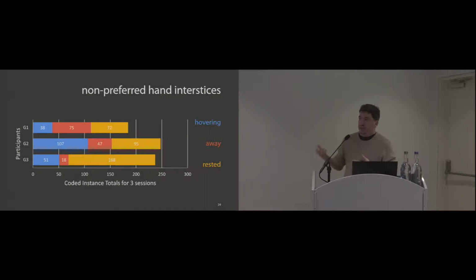And then finally, G3 rested her hand most of the time. She was doing mostly very unimanual interactions. Her use of the left hand tended to be for undoing things and so forth.